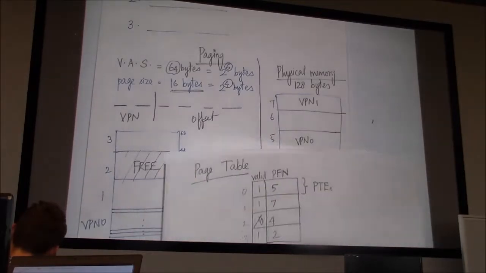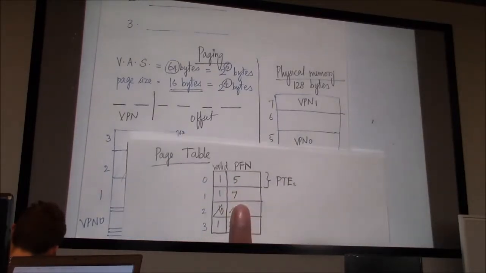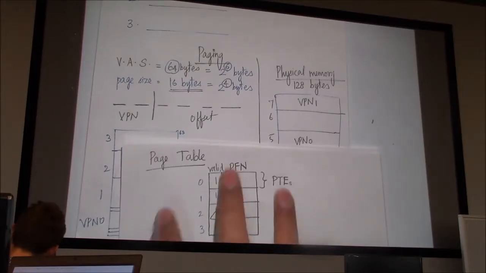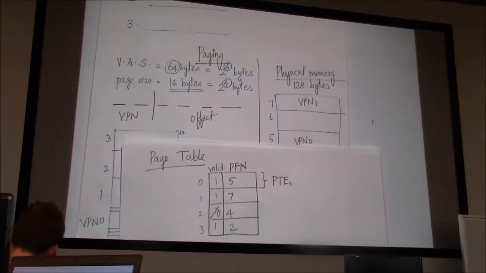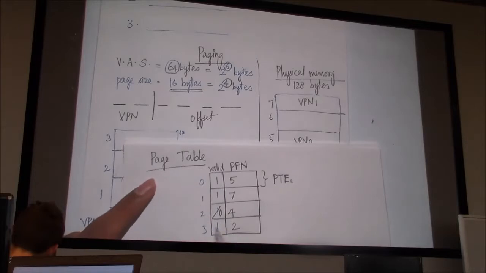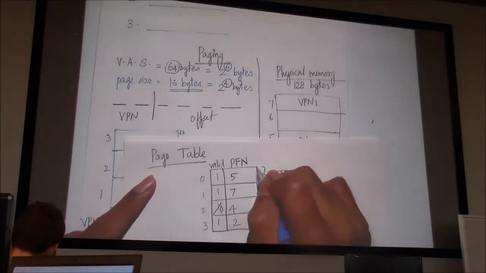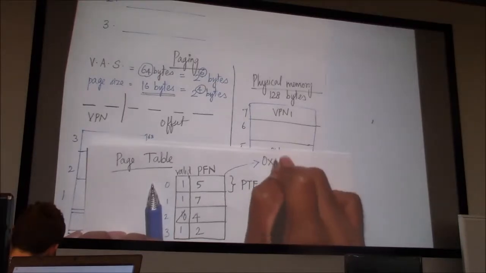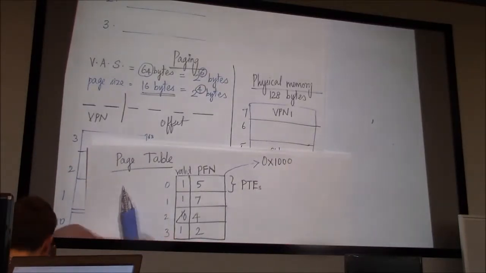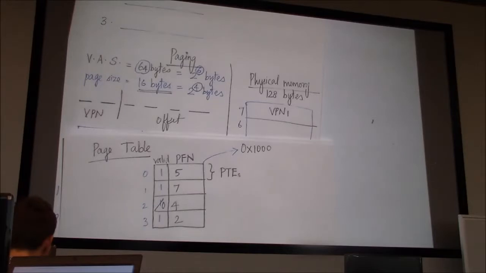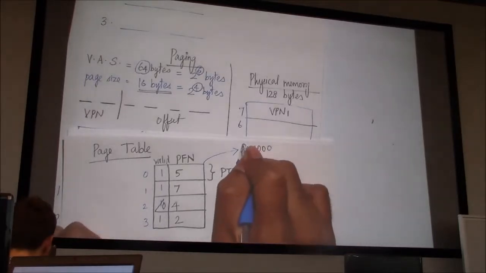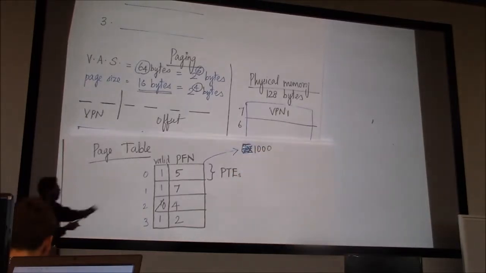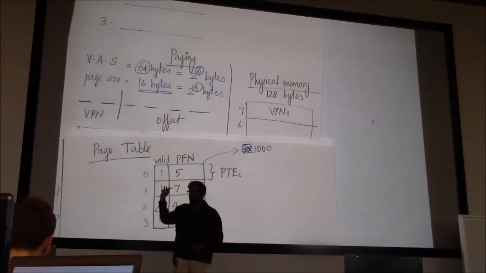Okay. And this particular page table that we have here will be stored in the physical memory, and usually it has a starting address. Let's assume it is stored at some hex 1000 or something. Or for simplicity, let's just assume it to be the decimal 1000. Okay, let's assume this is stored at some address like 1000 in physical memory.